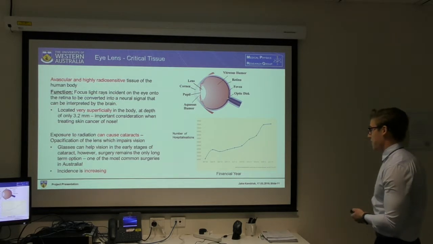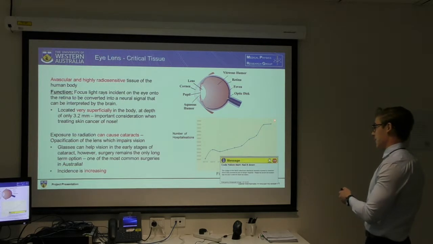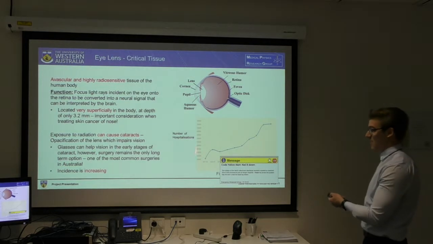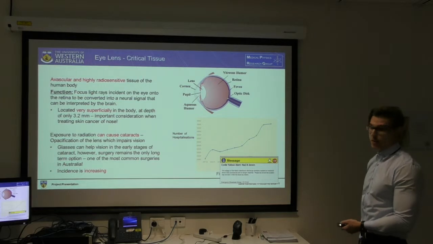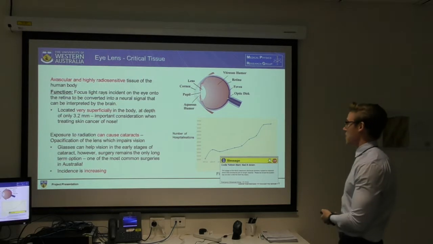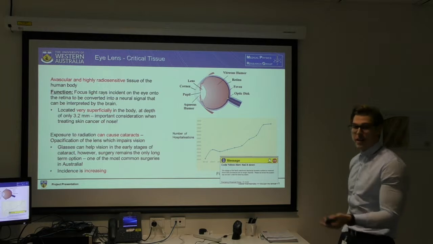If you have a look at this graph here, its incidence is definitely increasing, and you're looking at hundreds of thousands of hospitalizations as a result of cataracts every year. This is just in Australia, so it's not inconsequential.